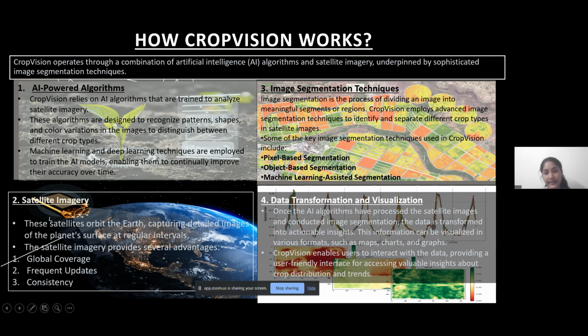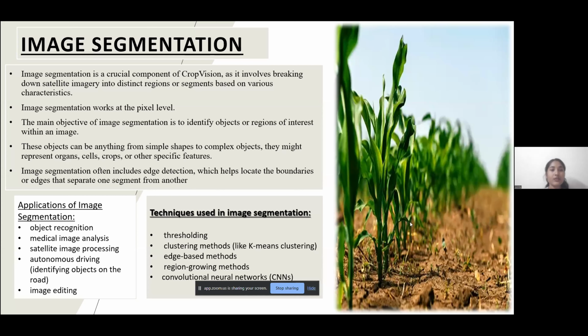Then last we have data transformation and visualization. Once the AI algorithm has processed the satellite images and conducted image segmentation, the data is transformed into actionable insights. This information can be visualized in various formats such as maps, charts, and graphs. Crop Vision enables users to interact with data, providing a user-friendly interface for accessing valuable insight about crop distribution and trends.